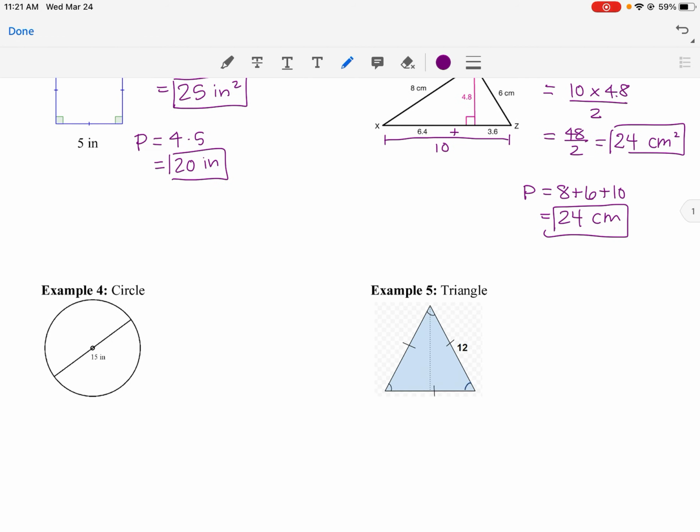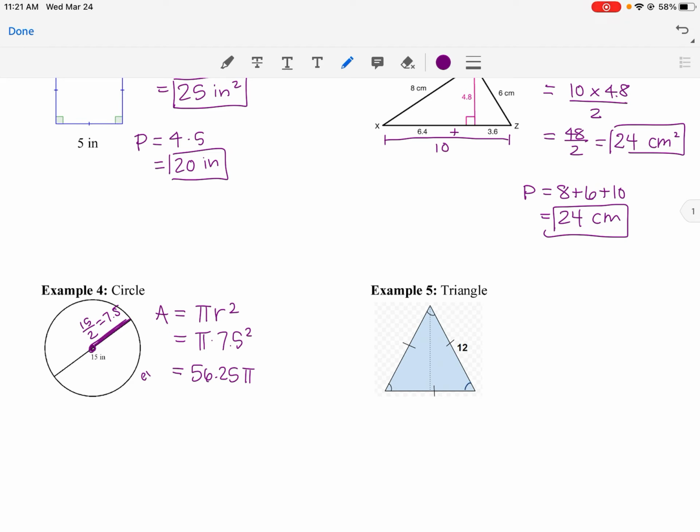Okay, on the next one, we're doing the area and perimeter of a circle. So area and circumference. Remember the formula for area of a circle is pi r squared. So be careful, because this gave you the diameter. So to find the radius, it's half of the diameter. So it's 7.5 in this case. So here we'll have pi times 7.5 squared.